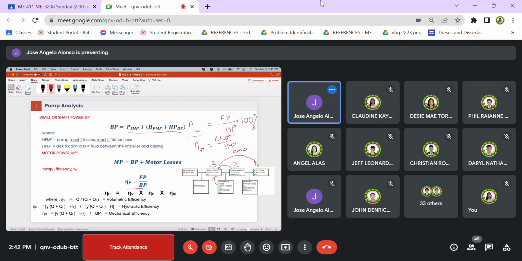While for motor power, to determine the value for the motor power, we just need to add the brake power to all the motor losses in full. So it will be item number 4, brake power plus all the motor losses will be the motor power. Aside from dividing the fluid power into brake power to get the value of the pump efficiency, there is also another way to calculate that by multiplying the volumetric efficiency, hydraulic efficiency, and mechanical efficiency to get the value of the pump efficiency. But mostly naman, ito yung ginagamit natin. Pero please remember also this equation.